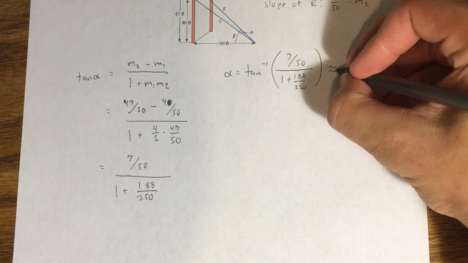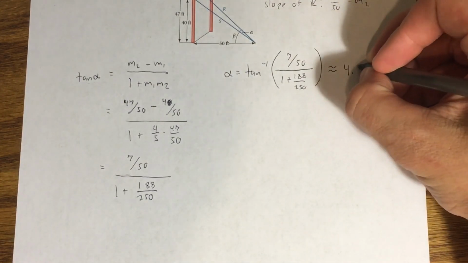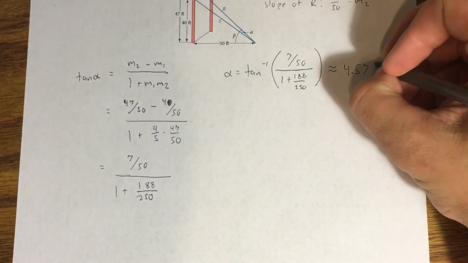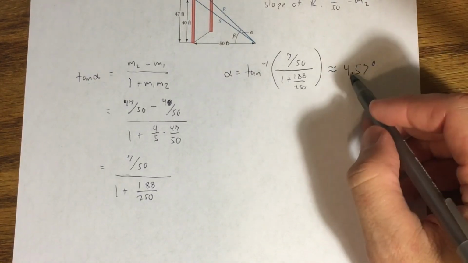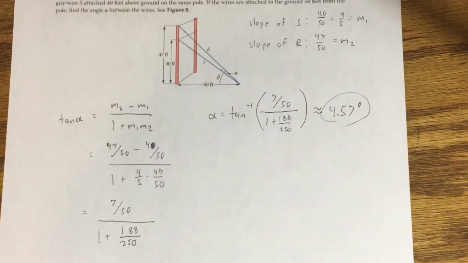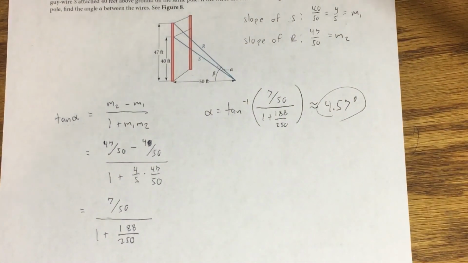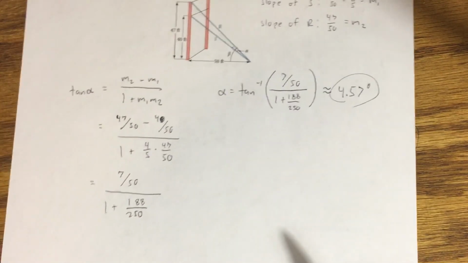And that's going to be approximately, if we work that out in degrees, 4.57 degrees. That seems to be a reasonable angle looking at this. You can never really trust a picture completely, but in this case, if we do kind of trust the picture, it seems like a relatively small angle. 4.57 degrees is a relatively small angle.